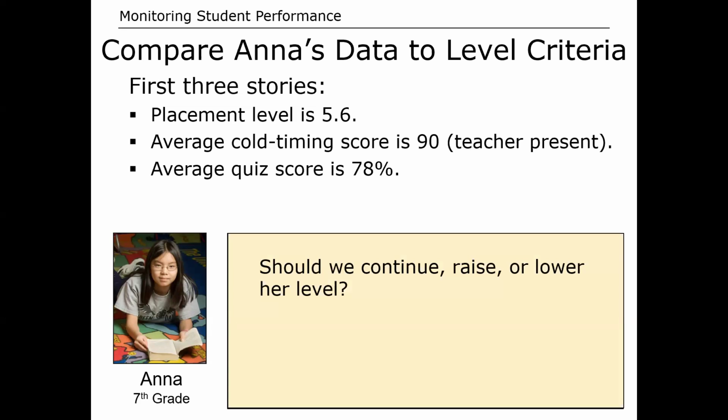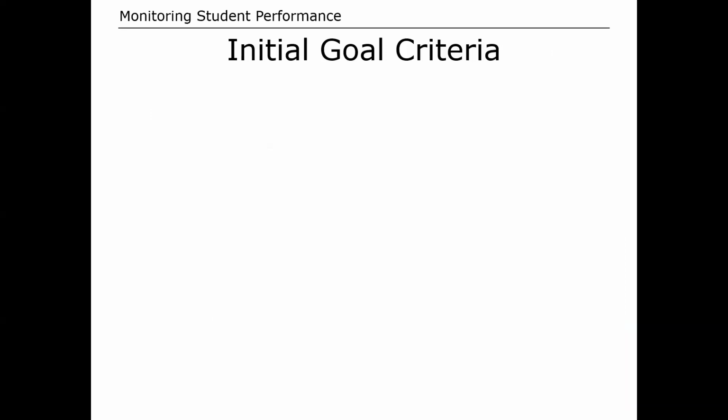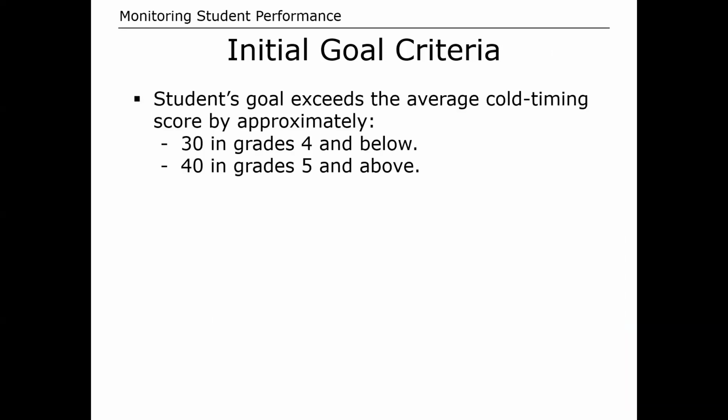Do we want to raise Anna to a higher level? Or do we want to lower Anna to a lower level? And Anna's words correct per minute score is right in the range for placement, indicating to me 5.6 is right. Her quiz is 78, so it's good enough that I don't need to worry about lowering it. So I am going to continue Anna in level 5.6. Because I want to continue her working in 5.6, then I need to take a look at her goal. Is her goal right? I know she's in the right level, but does she have the right story goal?